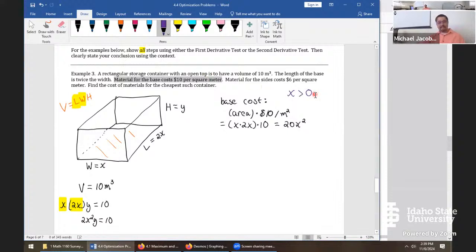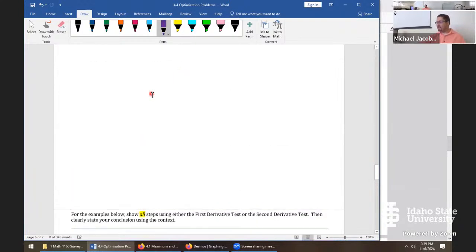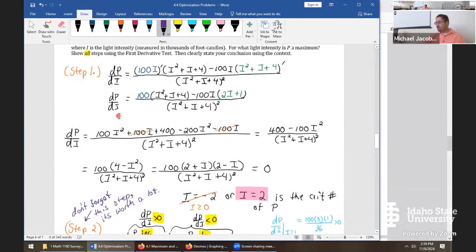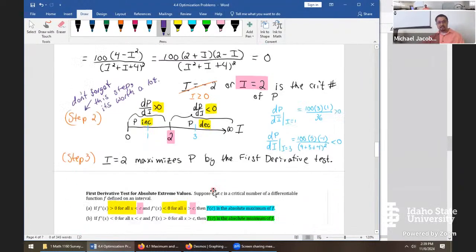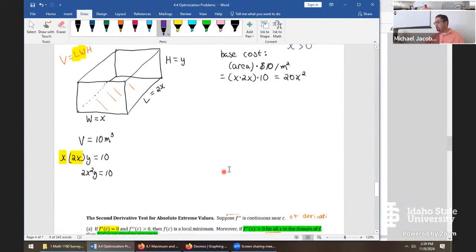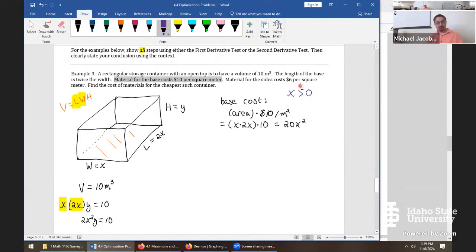It's a little bit different than the light intensity situation because in light intensity, we said I is greater than or equal to 0. So 0 was a valid value for light intensity, but 0 is not a valid value for X whatsoever because once again, if X is 0, we don't have a width or a length. We have nothing essentially. Well, we've got the material cost for the base. Now we have to do it all over again and do the same thing for this.